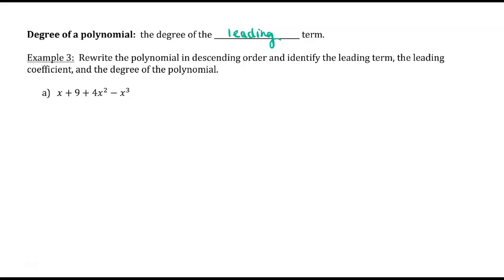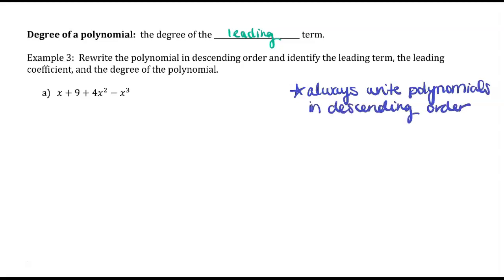It's going to be vitally important that we always write our polynomials in descending order. That means we want to write the term with the highest degree first and descend down to have the term with the lowest degree last. Let's take a look at this example. We're going to rewrite the polynomial in descending order, identify the leading term, the leading coefficient, and finally the degree of the polynomial.